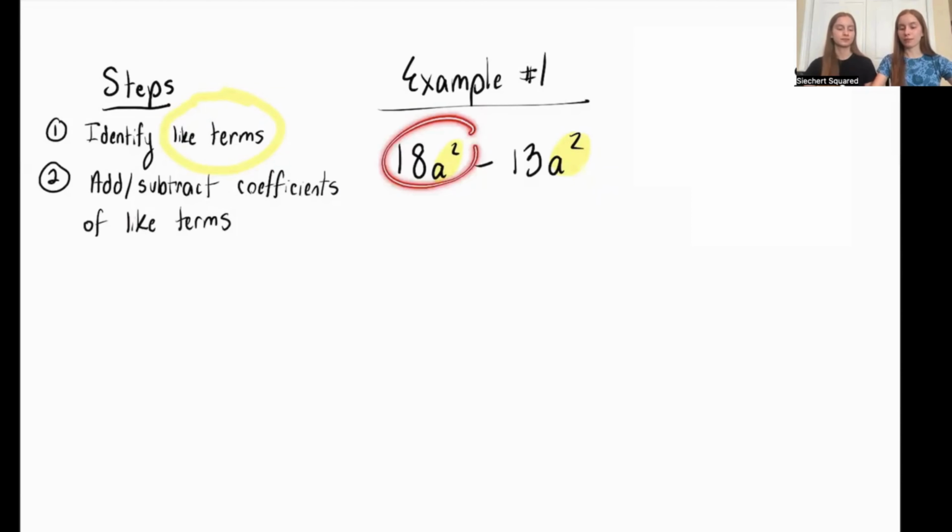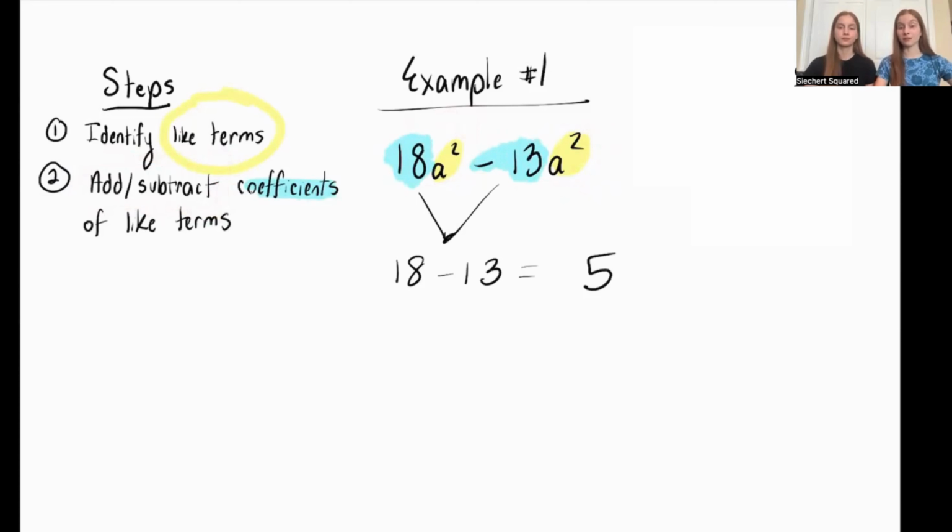So now that we know these are like terms, we can combine them. We're now going to add or subtract the coefficients of the like terms. So we want to look at the coefficients, or the numbers in front of the variables. We have an 18. There's no sign in front of it, so we're going to assume it's positive, so a positive 18. And then the second term, we have really a negative 13. So we're going to do 18 minus 13, which gives us a positive 5.